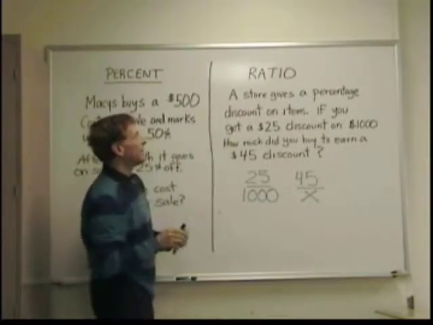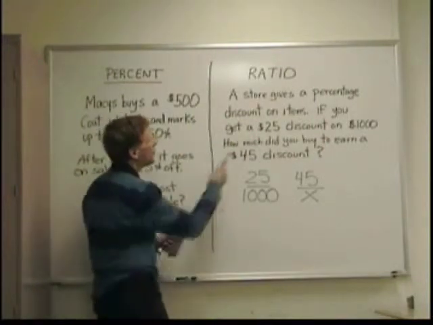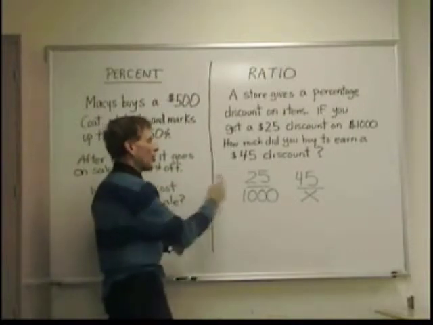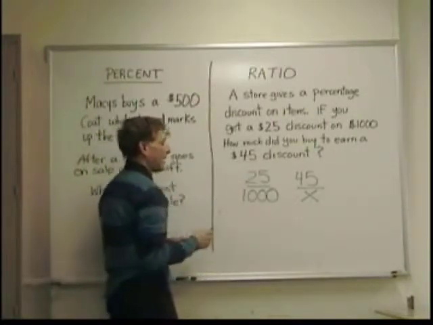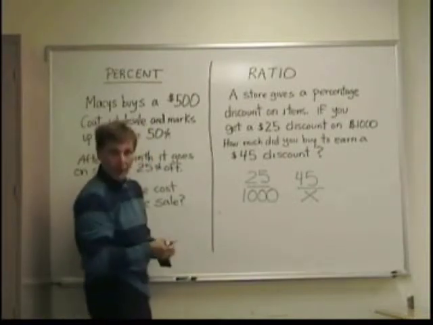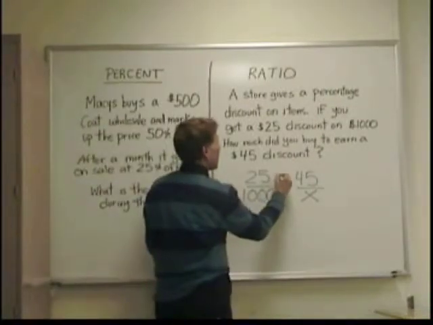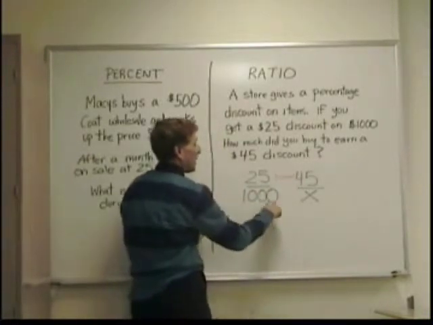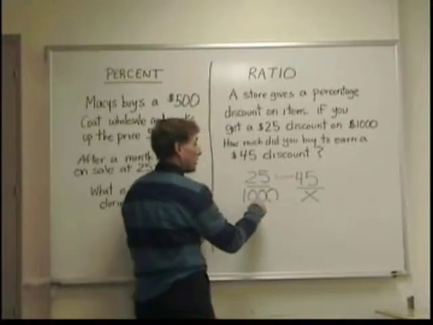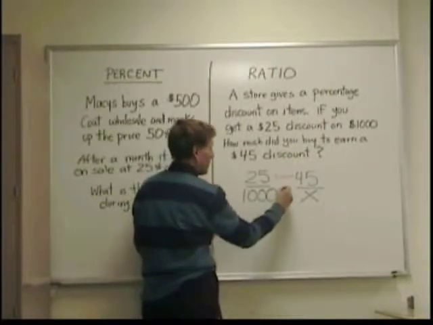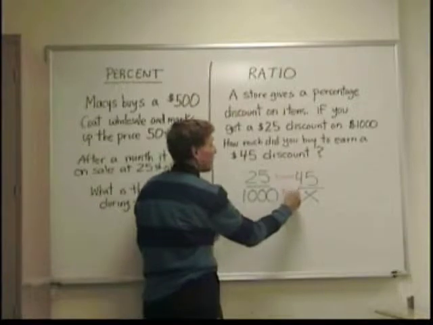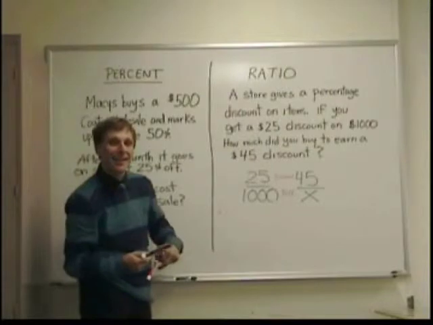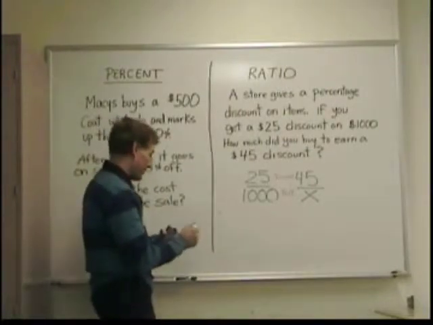But the question is, if you get a $25 discount on $1,000, how much did you have to buy to earn a $45 discount? So if I set it up as a ratio, I put the discount on top, and I put the amount that I spent on the bottom, how much I bought, and I don't know what I had to buy for the $45 discount. That's the missing link. That's the question, so that's the X.